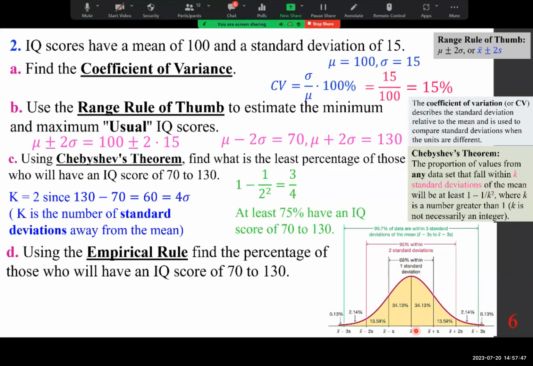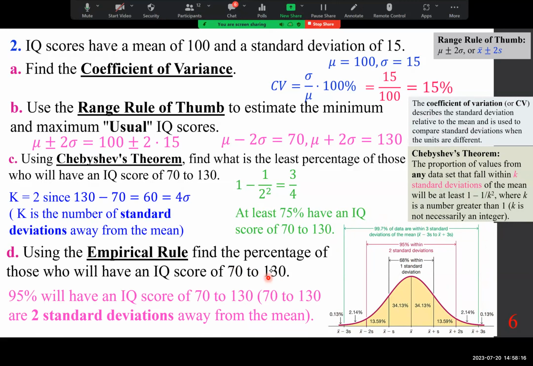If we start from the mean and go 2 standard deviations away on both sides, it covers 95% of the data. And if we go 3 standard deviations away on both sides, it almost covers everything. It covers 99.7% of the data. And because we already know 70 to 130 means 2 standard deviations away, it covers 95% of the data, according to the empirical rule.